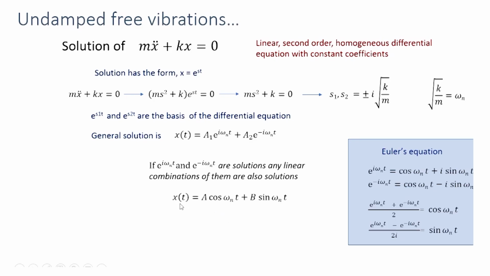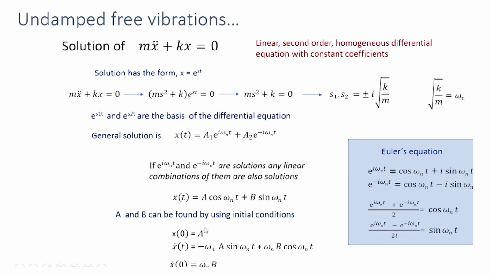We can represent it as x(t) is equal to a cos omega n t plus b sin omega n t, and a and b are constants. We can evaluate these constants using our initial conditions. So let's do that. We know what the value of x is at time equal to 0. If we substitute that in this equation, sin omega n t will become 0, and we will get that the initial displacement is equal to the constant a.